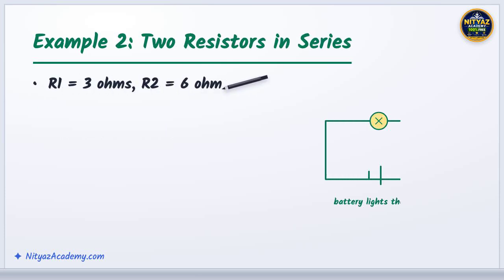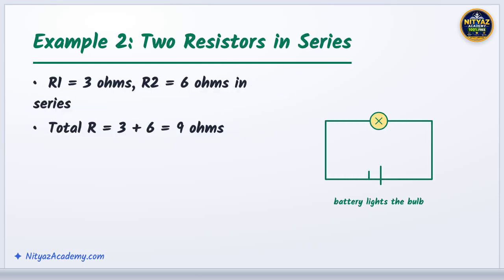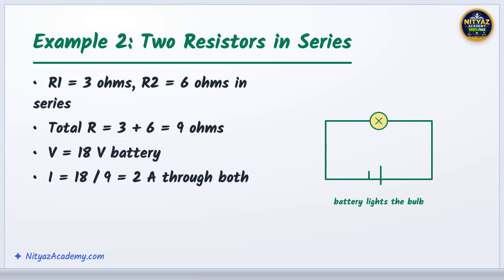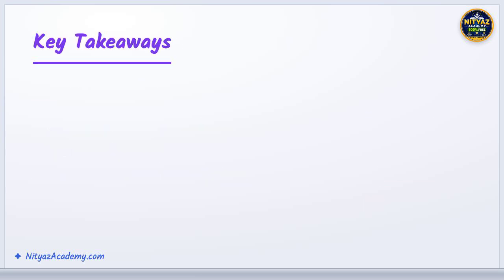Now put a 3-ohm and a 6-ohm resistor in series with an 18-volt battery. In series, resistances add, so the total is 9 ohms. The current is voltage over total resistance, 18 divided by 9, which is 2 amperes. Because it's a single path, that same 2 amperes flows through both resistors. Series circuits share one current everywhere.